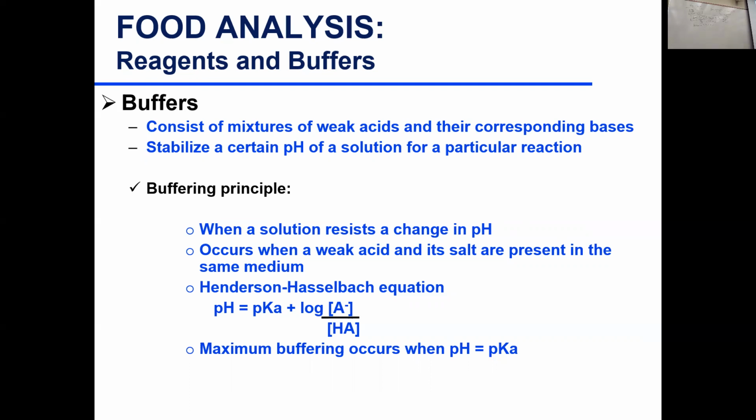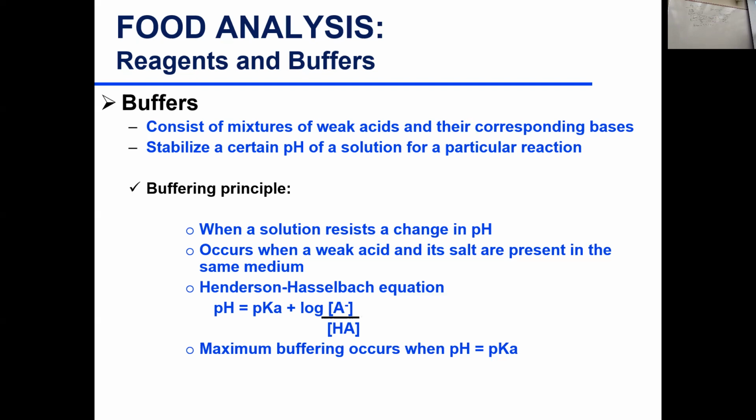Okay, so buffers consist of mixtures of a weak acid and its corresponding base. We call them either conjugate salt or conjugate base. That means the acid with the proton dissociated. So the weak acid is the acid with the proton, and the conjugate base is when the acid loses its proton. It stabilizes a certain pH of the solution for a particular reaction. The main principle here is that the solution resists change in pH. So if there is a reaction, let's say breaking down of a peptide bond, you release carboxyl groups, the pH drops. But if you want to maintain the pH of an enzymatic reaction at its optimum, you must have a buffer that resists that change in pH.